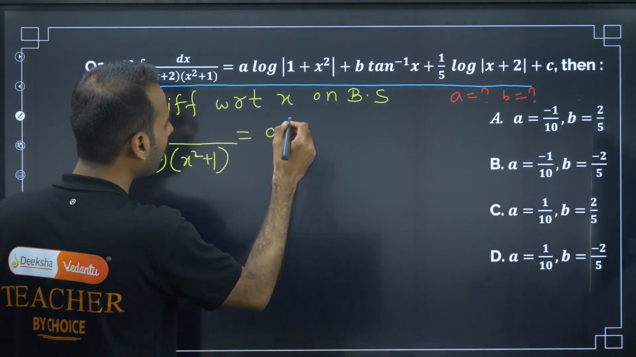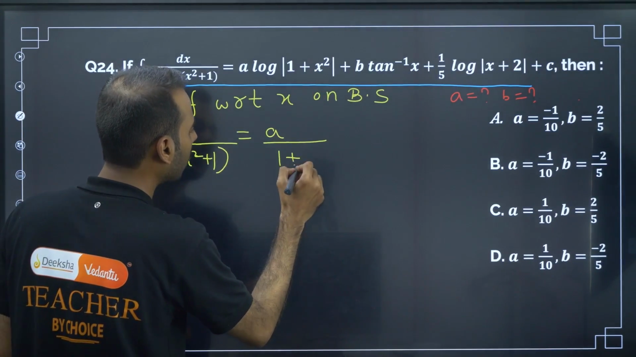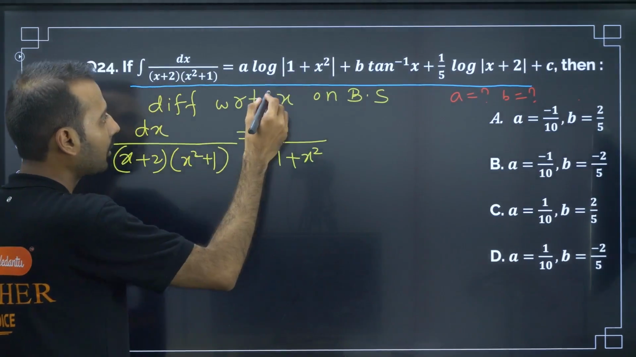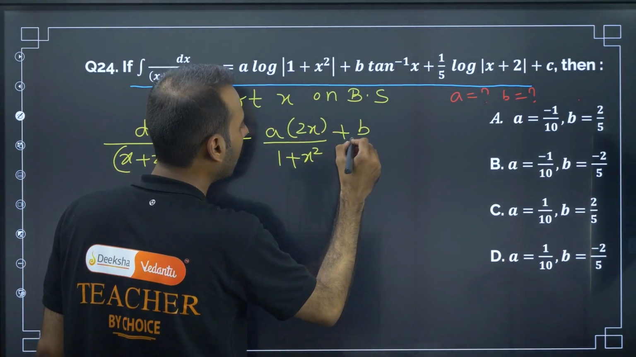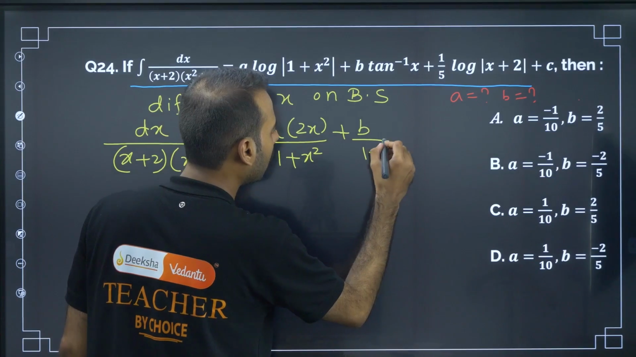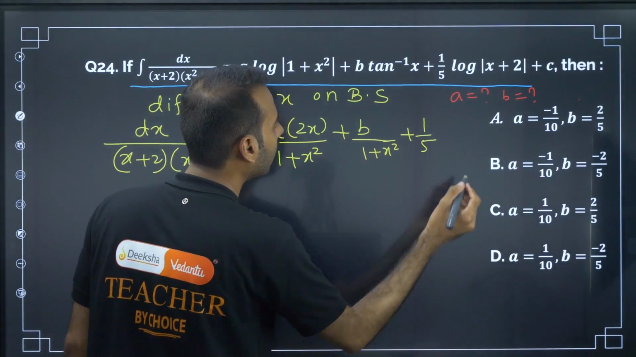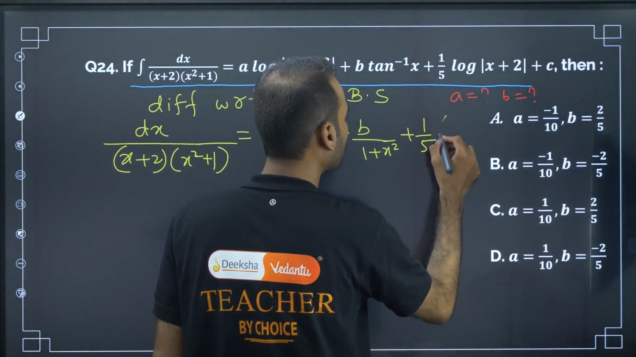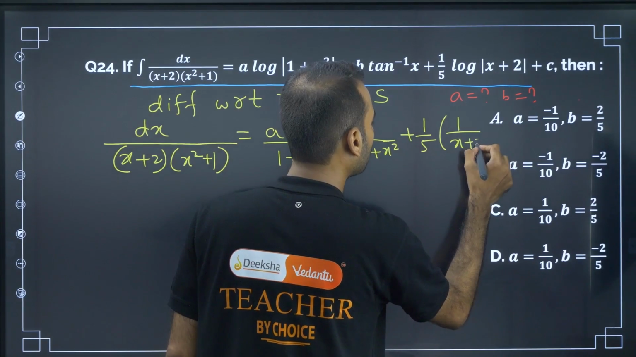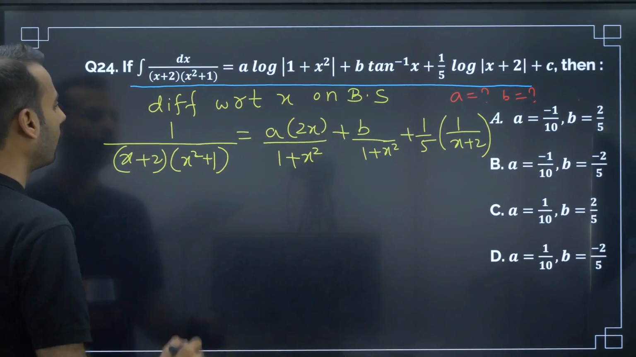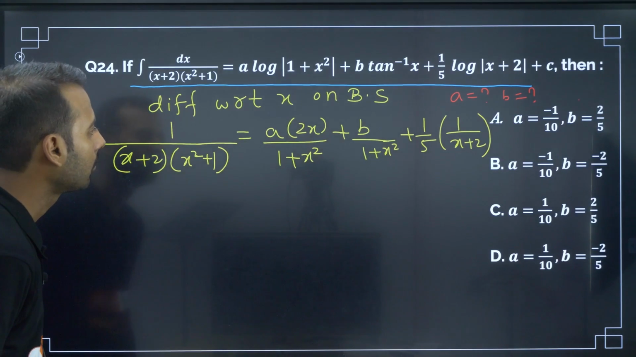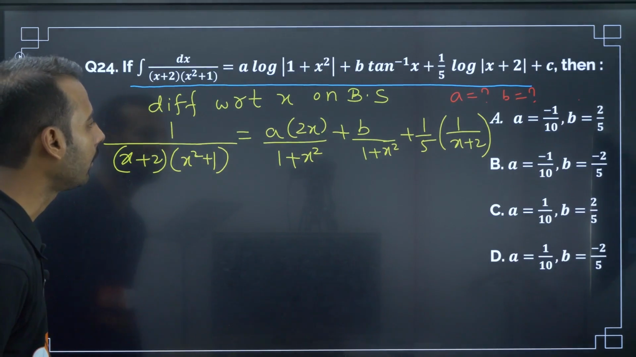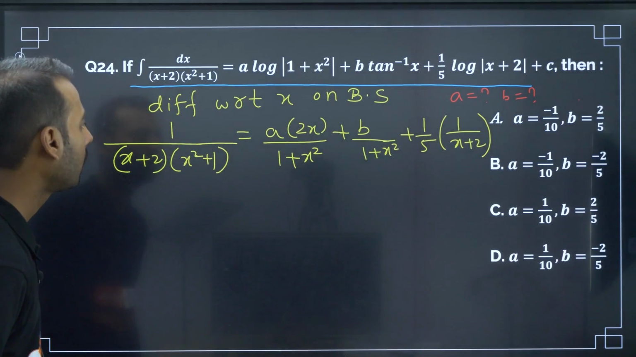is equal to a, differentiation of this is 1 plus x square, differentiation of this is 2x, plus b by 1 plus x square, plus 1 by 5, differentiation of log is 1 by x plus 2, plus c. So 1 by x plus 2 x square, all this, okay, fine, till here fine. Now we have to simplify.